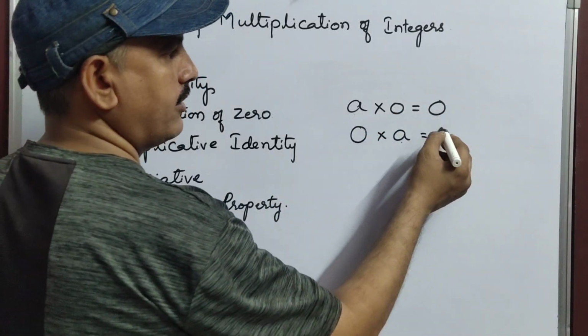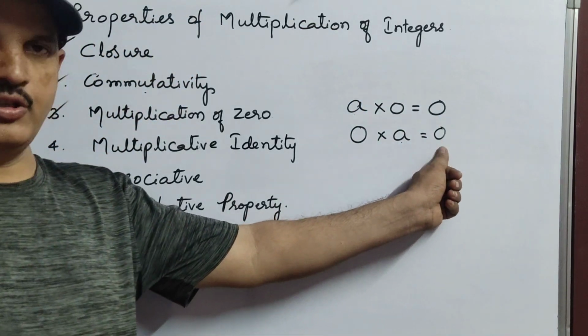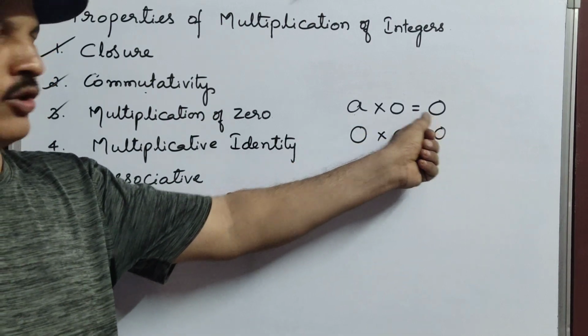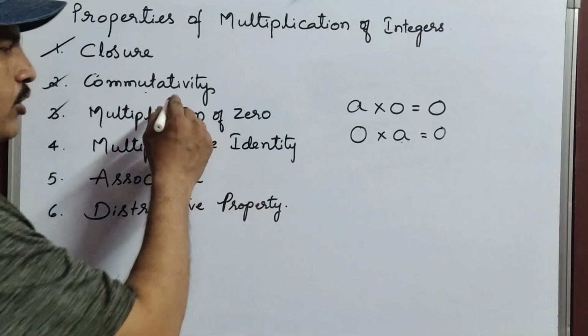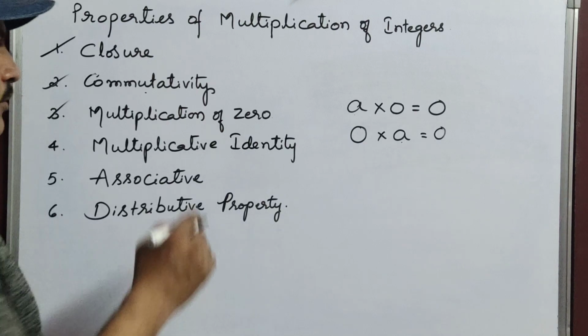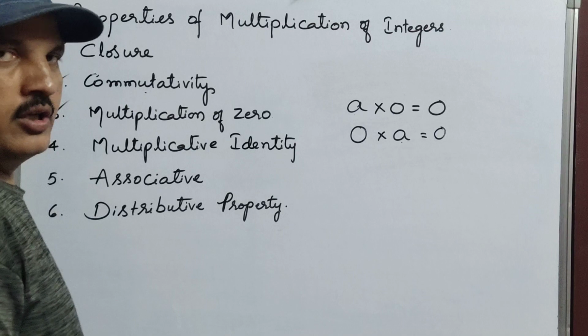0 into a equals 0. Sorry, 0 into a equals 0. That is vice versa again. A into 0 is nothing but 0. 0 into a equals 0. It is the same as the commutative property, but it will not come as a commutative. So that's why we have given it a special name. That one is multiplication of 0.